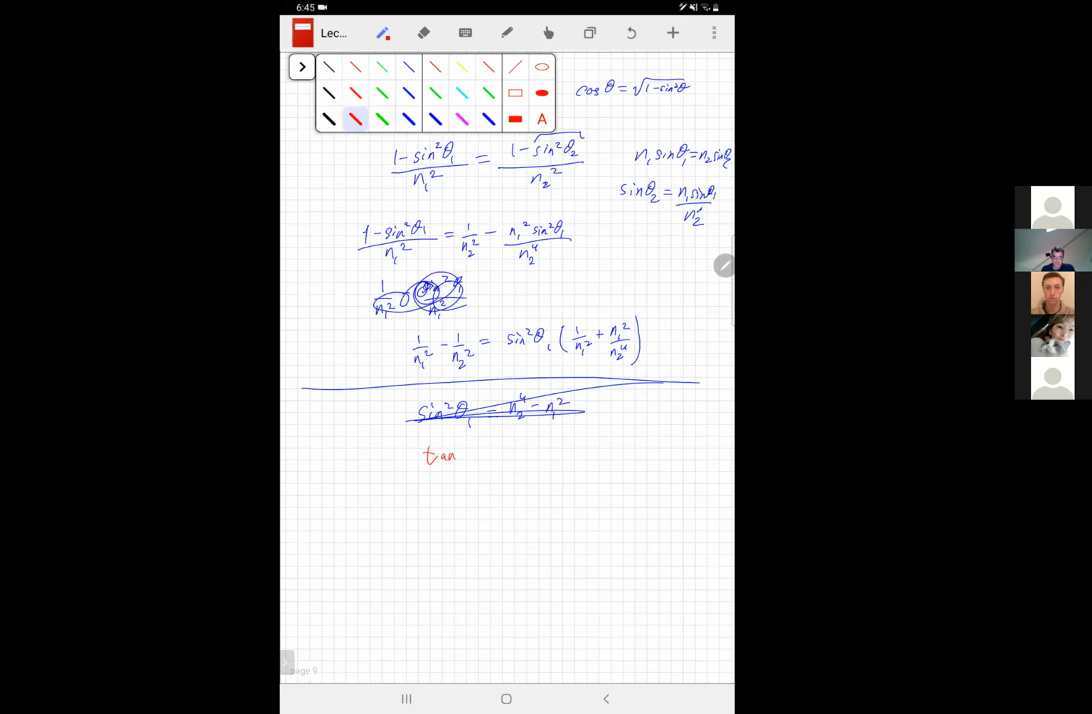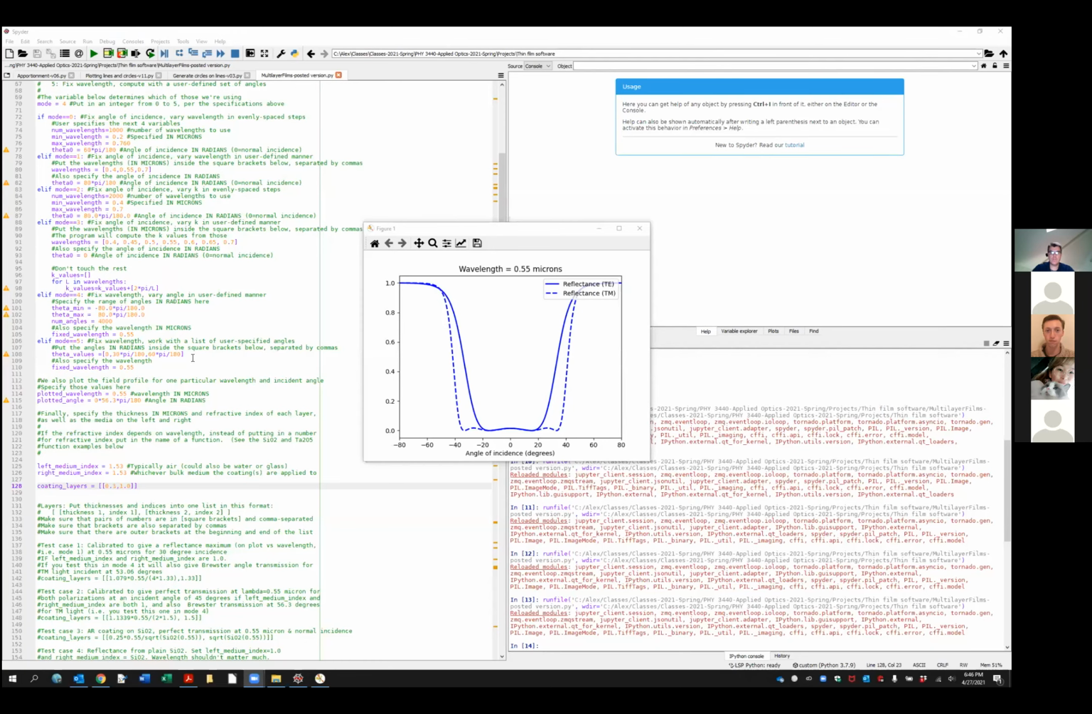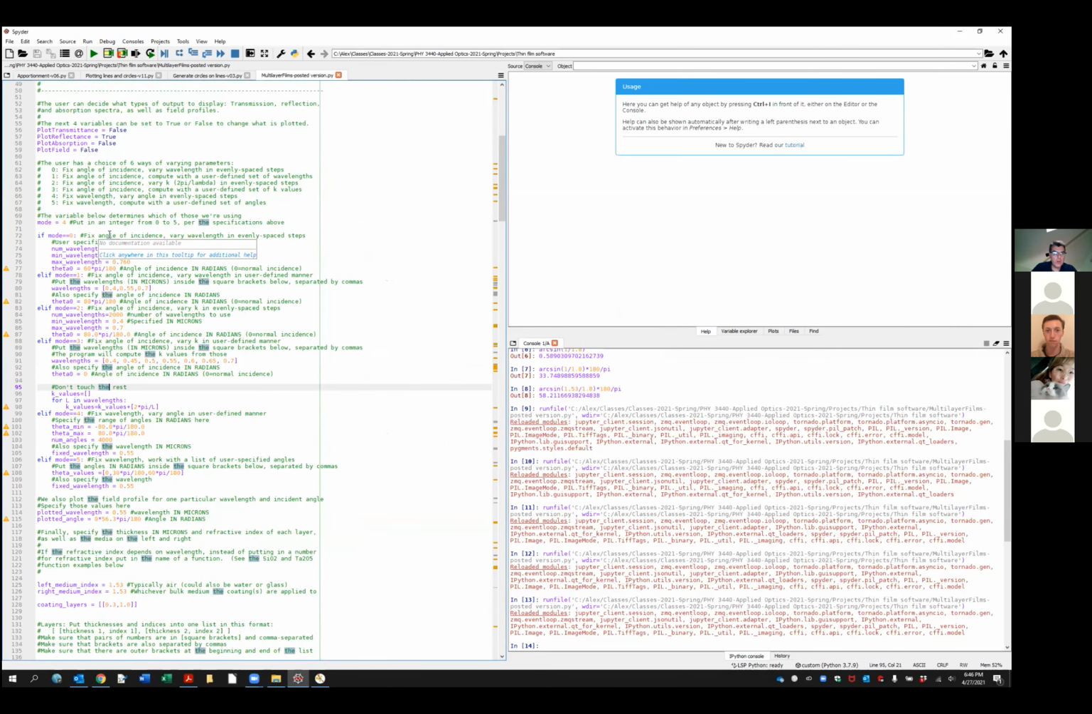What if I just assert that tan theta 1 is equal to the ratio of the refractive indices? How about I just do that? Because we've got 5 minutes of class time and 15 minutes of algebraic gymnastics. Well, if we do that, then let's switch back to what we were doing in the software, and let's go to a case we were doing before.